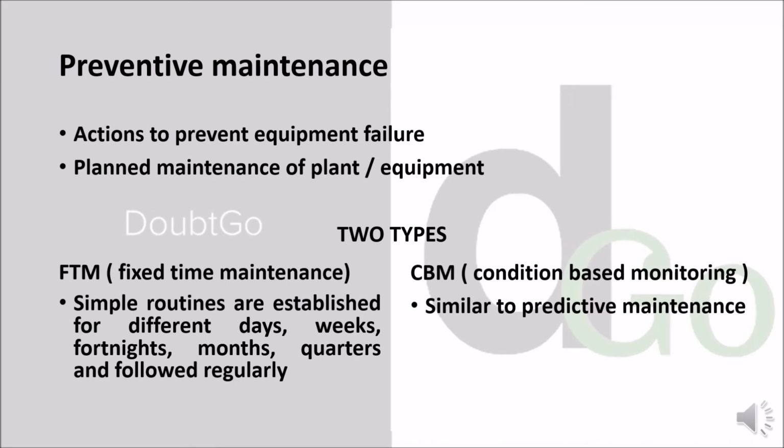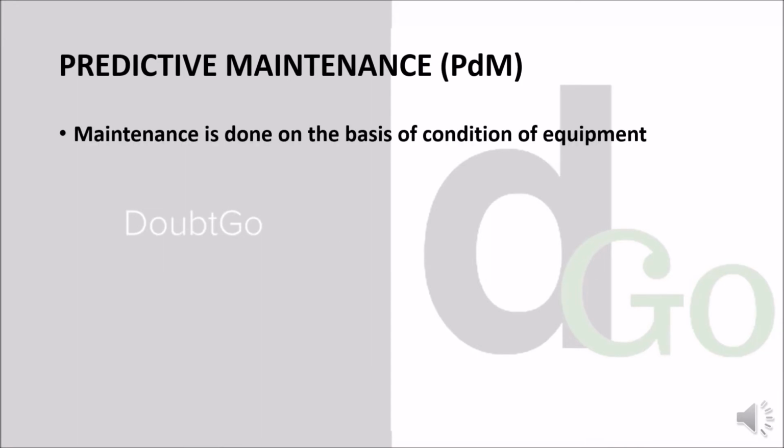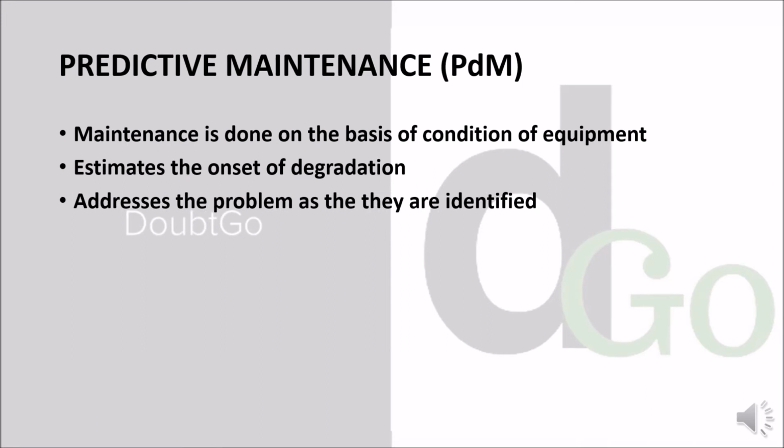And condition-based monitoring. It is similar to predictive maintenance. Predictive maintenance. In this, the maintenance is done on the basis of the condition of an equipment. So in this type of maintenance, we need to know the actual condition of the plant or the equipment. It gives an estimate that degradation of the equipment has occurred and it is going to fail. And so the problems are addressed as and when they are identified.